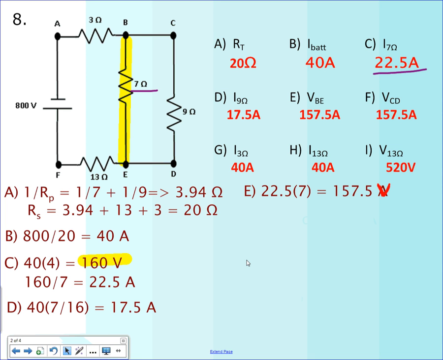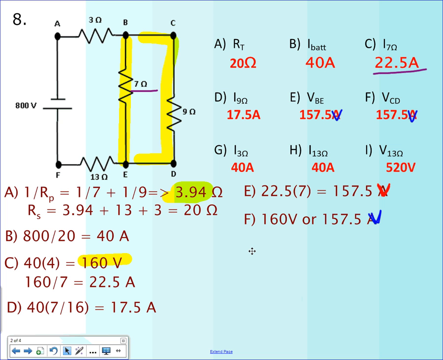Okay, moving on to F. For part F, it wants the voltage drop from C to D. Well, this parallel pathway has to be the same as the voltage drop from B to E, so it's going to be the same answer, which you can see here. They're both 157.5. Which really, I believe it's supposed to be 160, but because we rounded this back here, it went off a little bit. I got the wrong units again. These are volts. This is volts. So there we go.